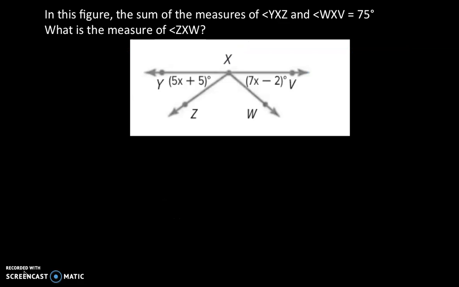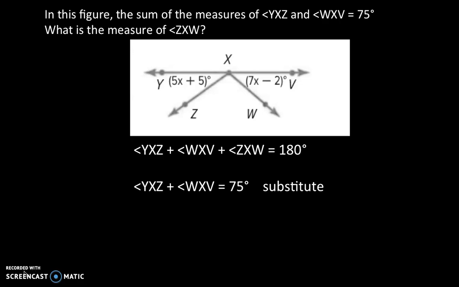Now in this figure, the sum of the measures of angle YXZ and angle WXV is equal to 75. And they want to know what is the measure of ZXW. Looking at this figure, there's a lot of information here that we actually don't even need. We know that these three angles together equal 180 degrees. We know that these two angles together equal 75 degrees. So instead of writing those two angles, I'm going to write 75.